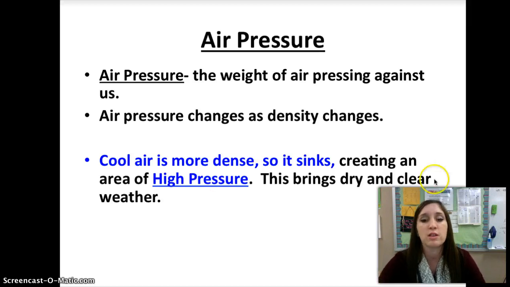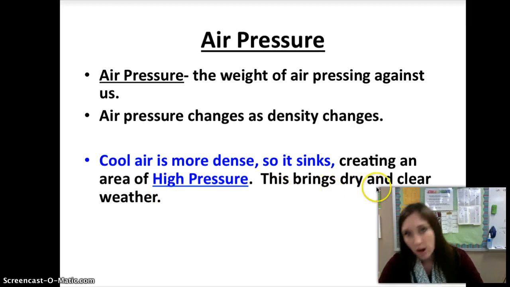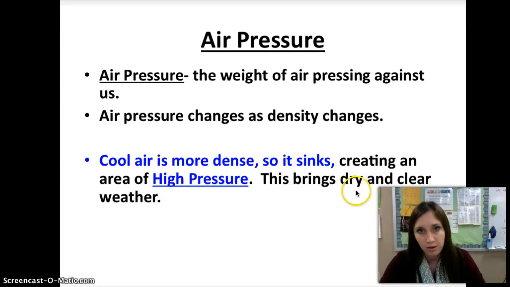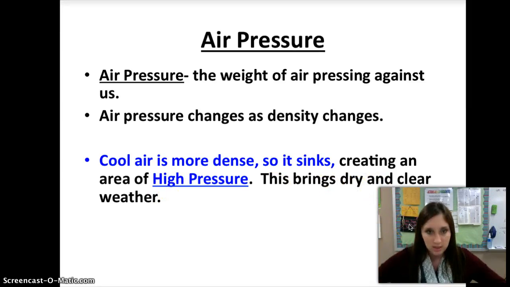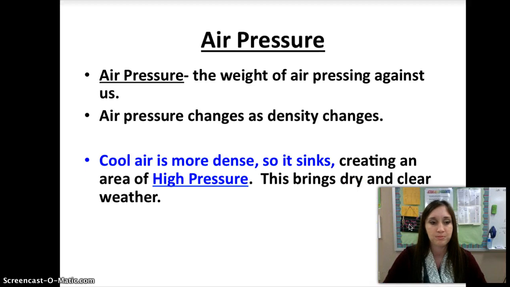Also note that this is going to bring dry and clear weather. So a way to remember this is high and dry. High pressure, dry weather. Okay, so the cooler air is going to sink, and that's high pressure.